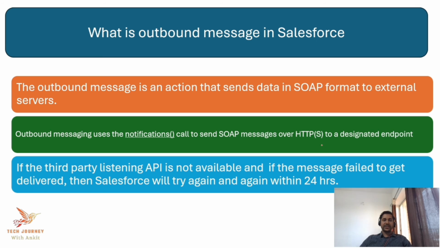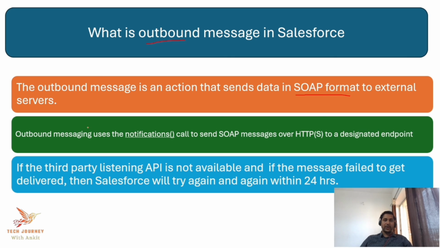So an outbound message is basically an action that sends the data in the SOAP format. The key part about the outbound message here is it will send the data in the SOAP format to the external servers. Again, the SOAP format supports only XML. So data will go from Salesforce into the external system in the SOAP format. So it supports the SOAP API.